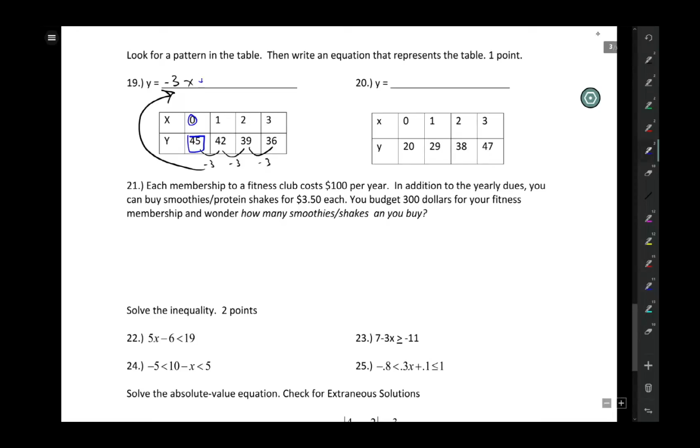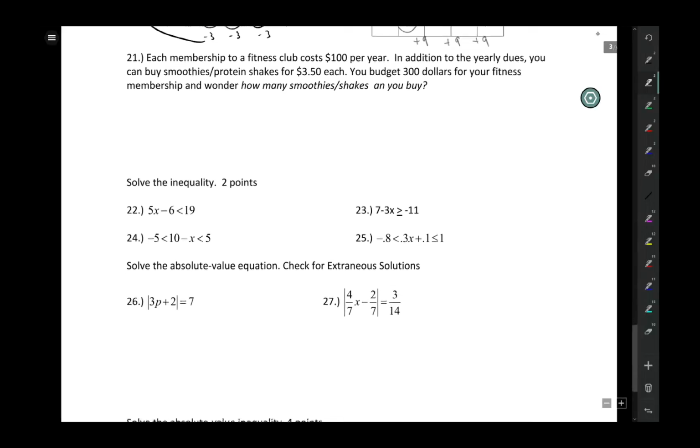plus where you start, 45. Here, what's occurring each time? It looks like I'm adding 9, adding 9, adding 9, so that's a positive 9x. Where I start is plus 20.